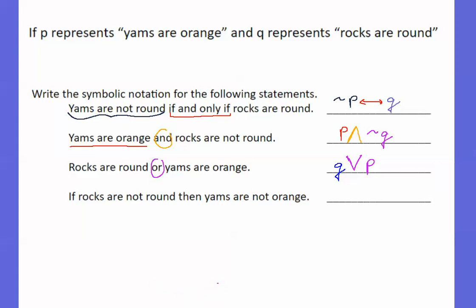Okay, the third and last one: if rocks are not round, then yams are not orange. Well, I've got the whole if-then meaning, so it's going to be an arrow in the center, a one-directional arrow. The hypothesis here would be rocks are not round. It's the opposite of Q, so I'm going to have not Q leading this statement. Yams are not orange, which would be the opposite of P. That would be the symbolic representation of this last statement.